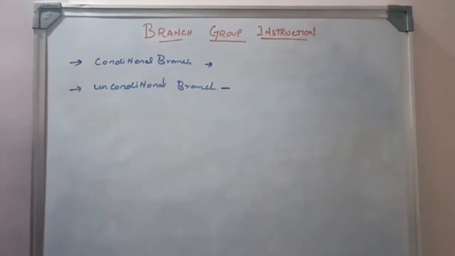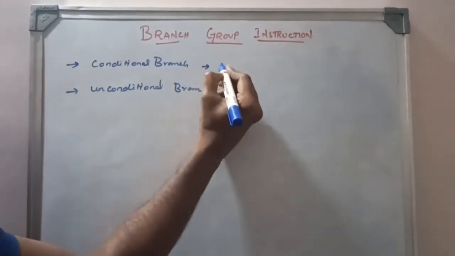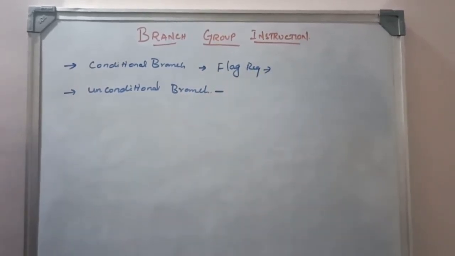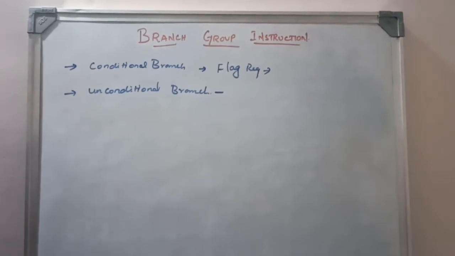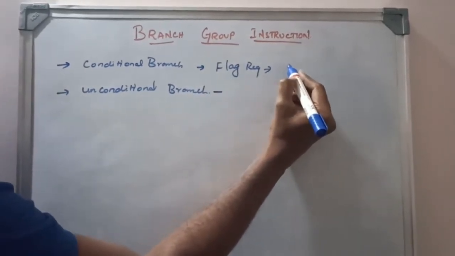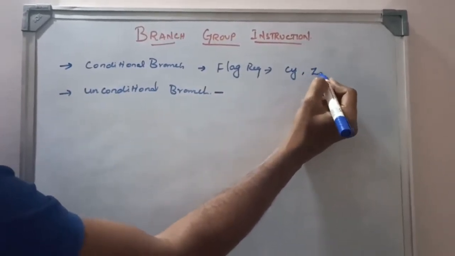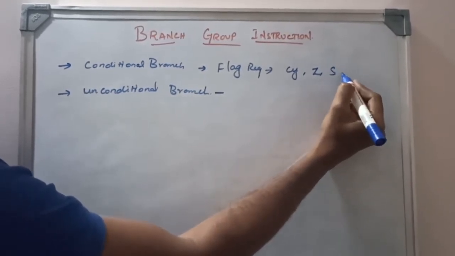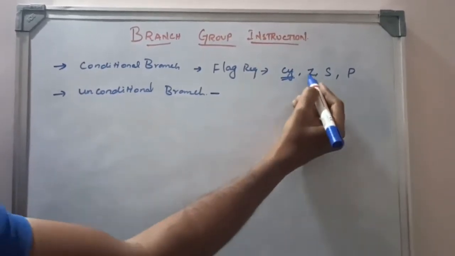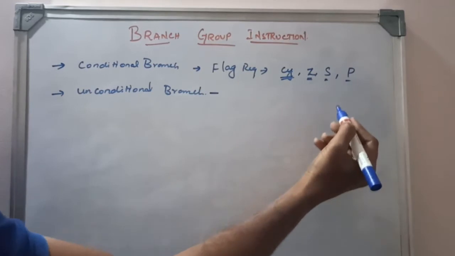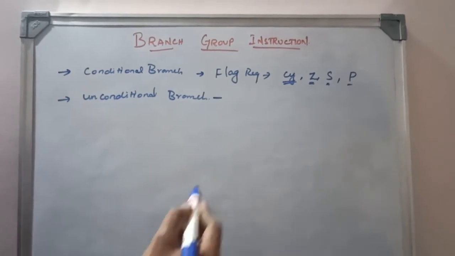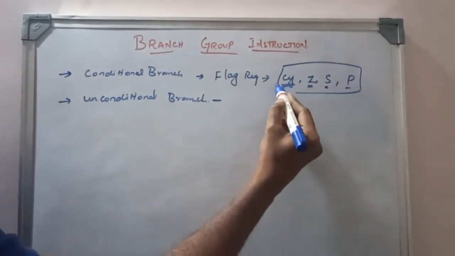The first one is conditional. In this conditional branch group instruction, check the status of the flag register. In the flag register, you can check carry, zero, sign, and parity: odd parity or even parity, plus or minus, zero or non-zero, carry or no carry. Just to check the 4 conditions.